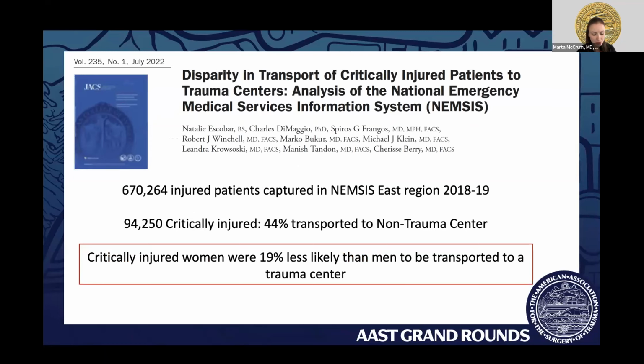Berry's group. They examined EMS records for the Northeast region of the United States and found that of 94,000 critically injured patients, 44% were transported to a non-trauma center. And then when comparing men and women, they found that critically injured women were 19% less likely to be appropriately triaged to a trauma center. And a reminder that these are critically injured, so not just all injured patients, but patients who are injured severely enough that they should be triaged to a trauma center.